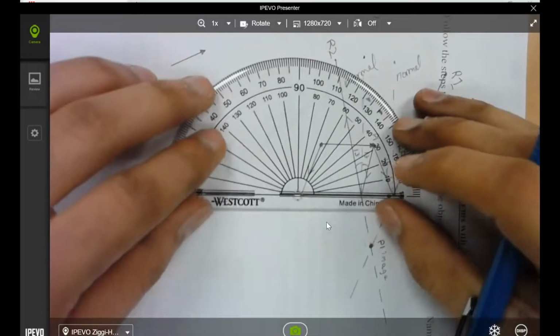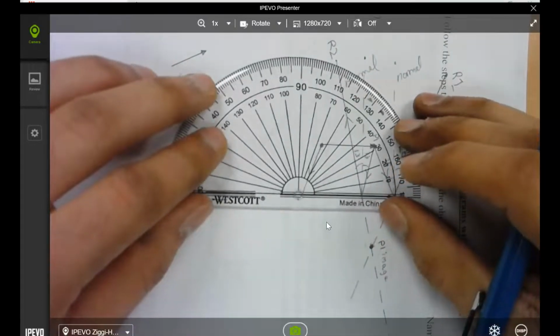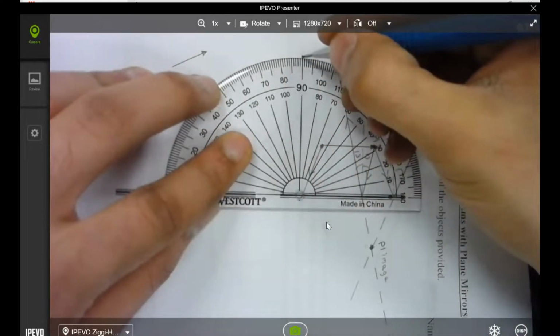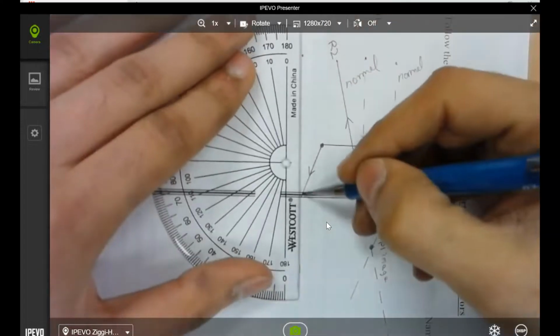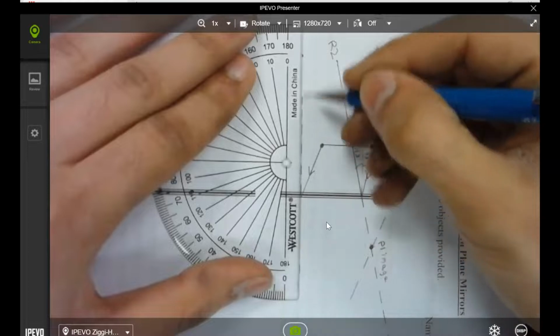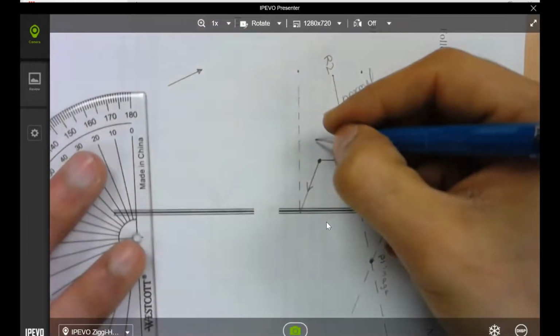Again, at the point of incidence where the light meets the mirror, I have to draw a normal, so that I can measure my angles of incidence and angles of reflection. So normal, here we go. We'll call this point number 2.